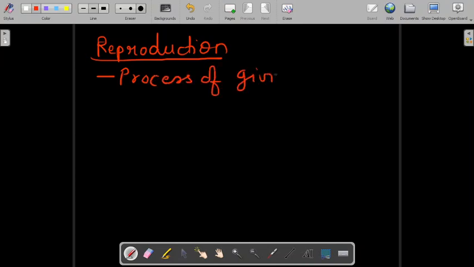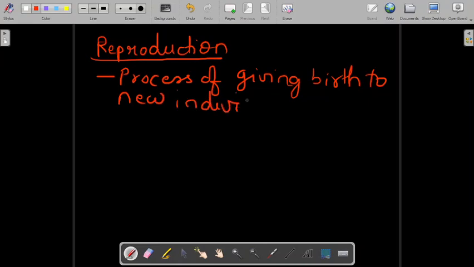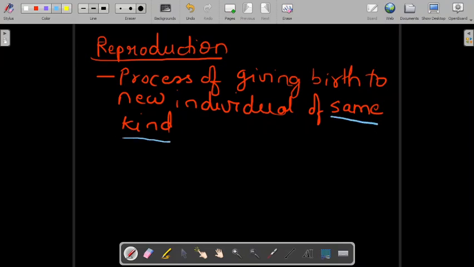Of giving birth to new individual of same kind. You see here I have underlined the words same kind, which means it is very, very important.